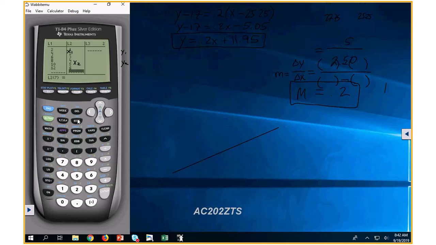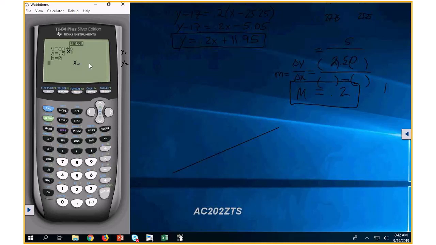Now, hit Stat. Go to Calculate. Go to Linear Regression. And, of course, it's going to read L1 and L2 by default. And you hit Calculate. And there it is. You should have 0.5x plus 0.